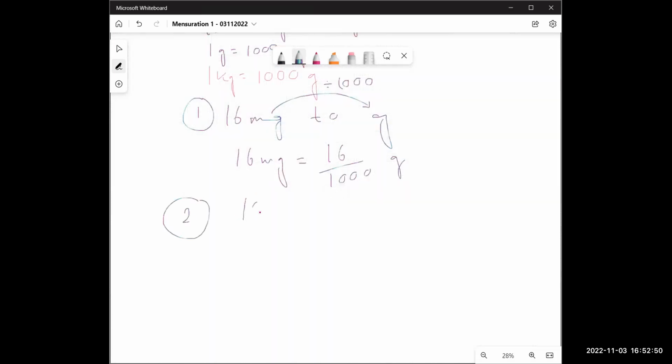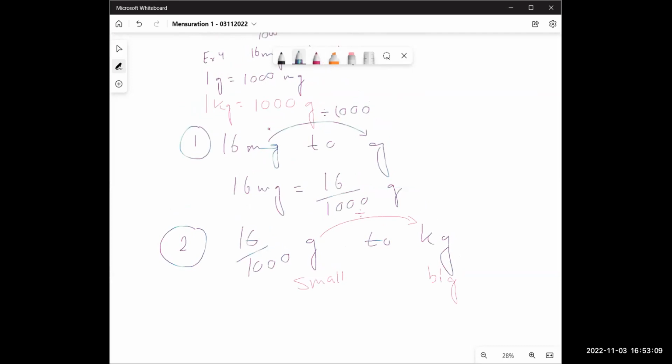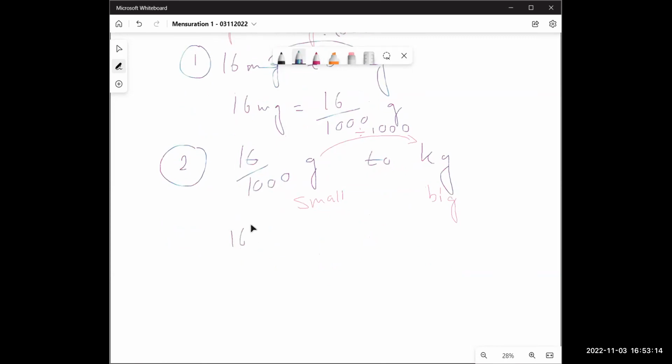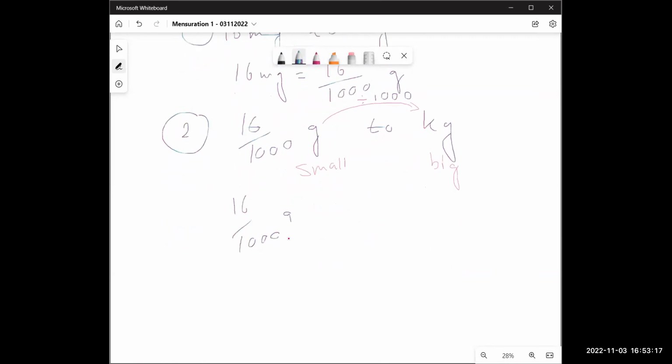Next step. Now I have to convert grams into kilograms. You can do that, right? I think that's not difficult. Again, am I going small to big or big to small? Small to big. Small to big is always divide. Now by how much? Look at the rule. It's 1,000. So divide by 1,000 again. So the answer will be 16 by 1,000 divided by 1,000 kg.